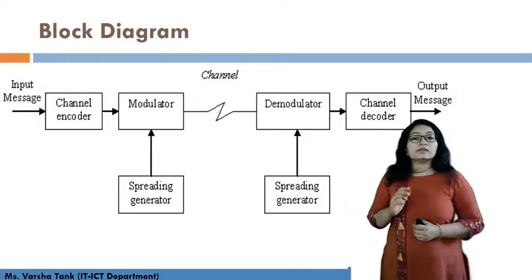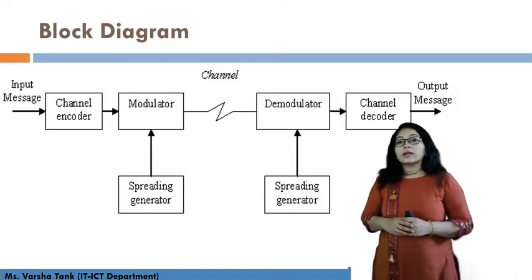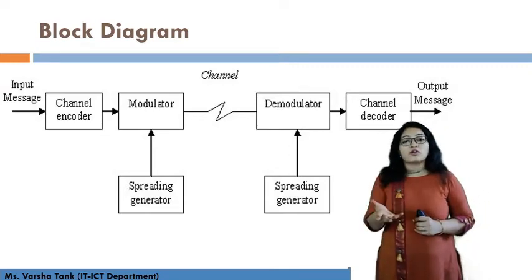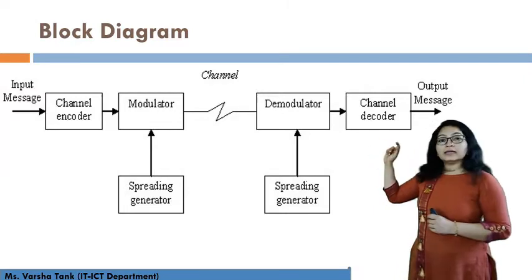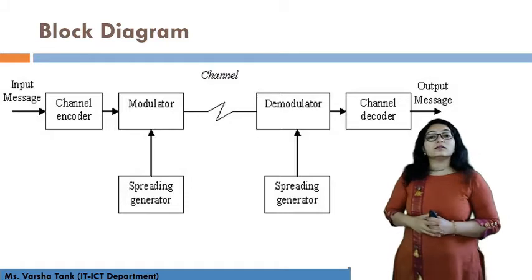The spreading generator will generate the pseudo-random signal, and that pseudo-random signal will be combined with the modulator's output. That combined signal, the transmitter signal or the spreading signal, will be transmitted in a spectrum and will reach the receiver side.